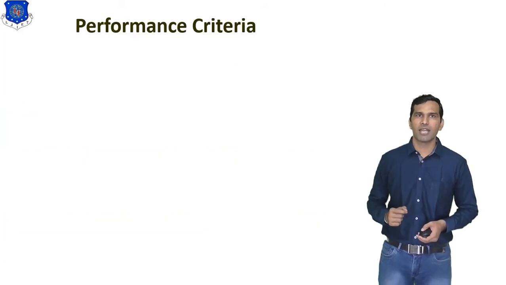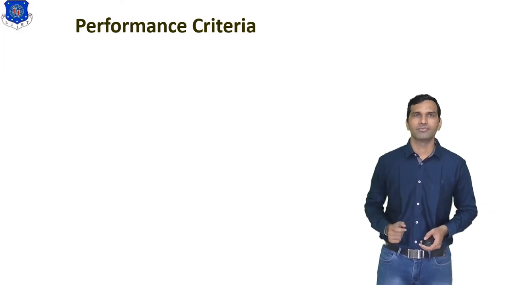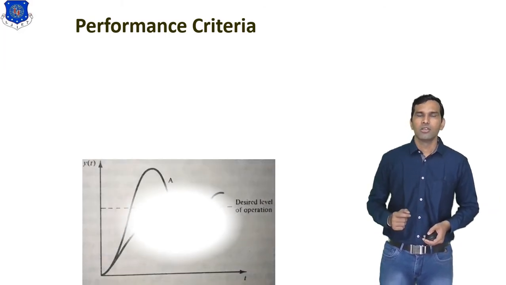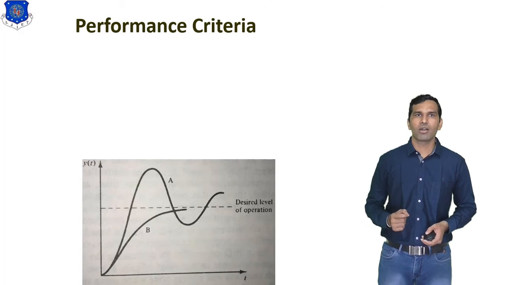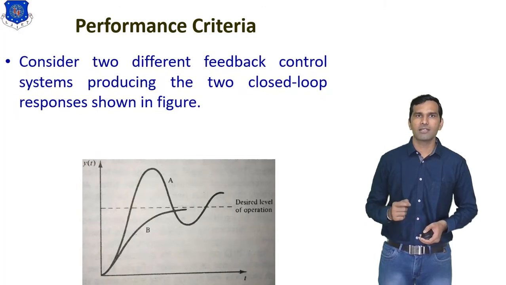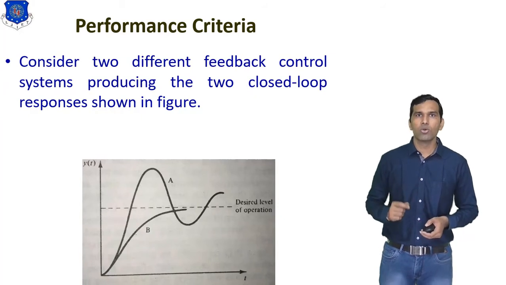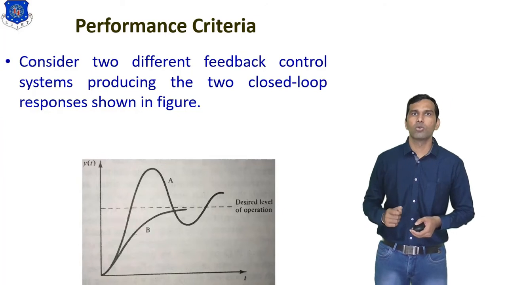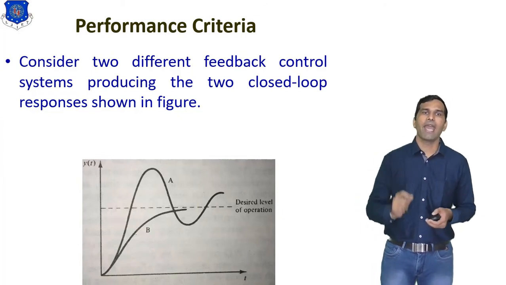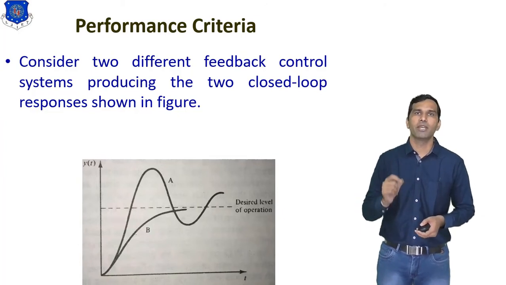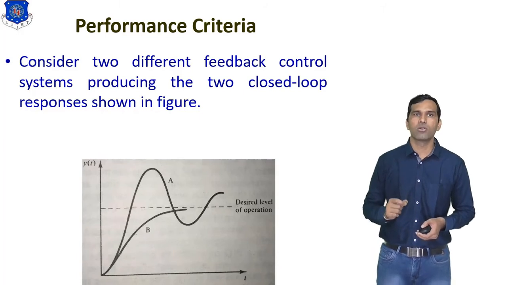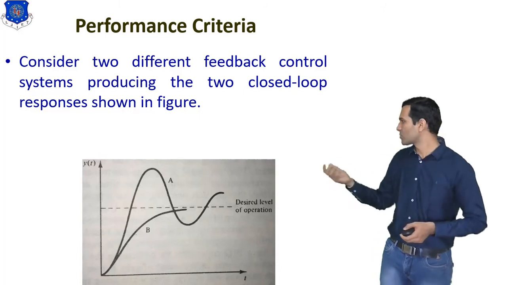So first we understand the performance criteria. Here you can see the block diagram, or we can say consider two different feedback control systems providing the two closed loop responses shown in the figure. That means here there are two control systems, the first one is A and the second one is control system B, and they provide the control responses accordingly, shown in the figure.